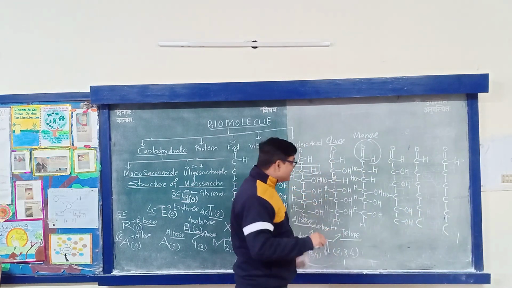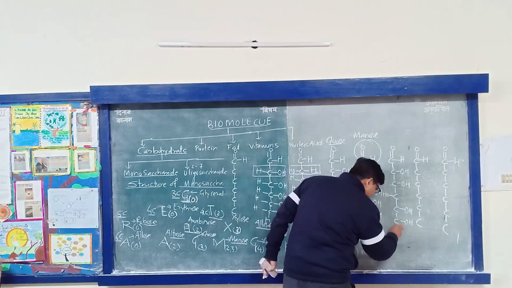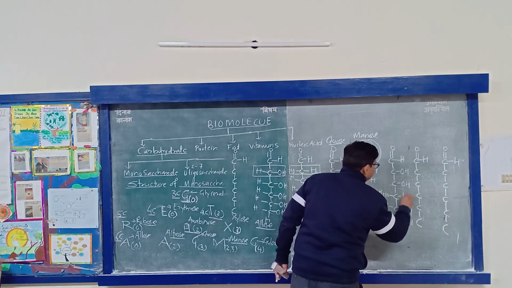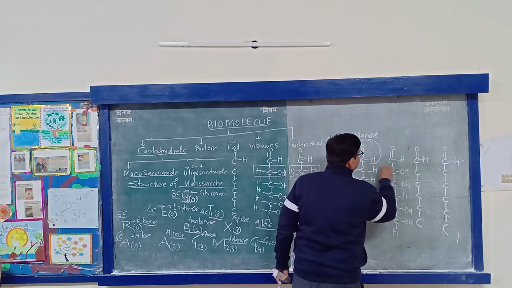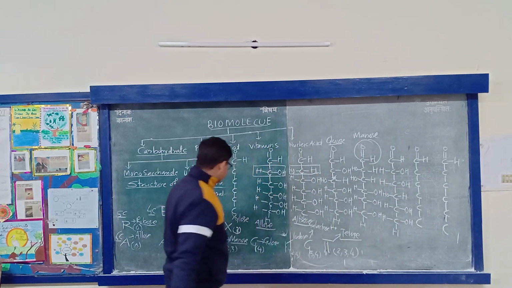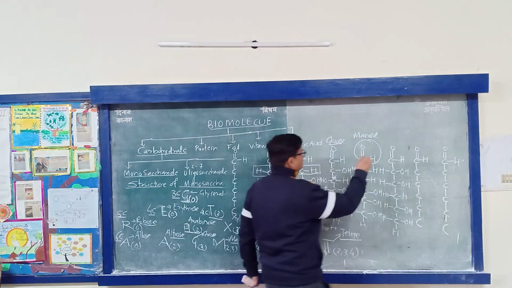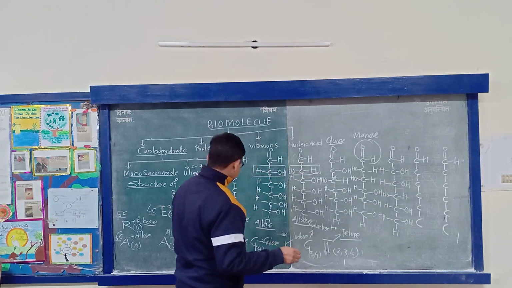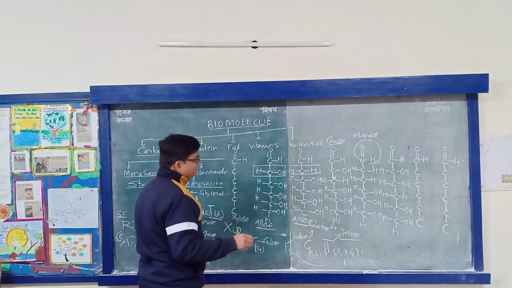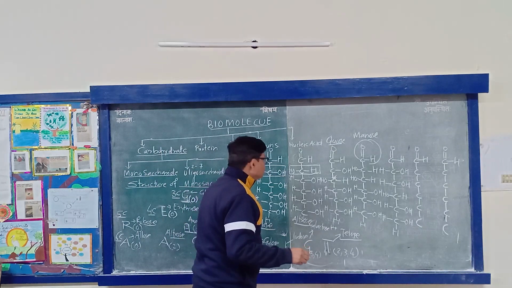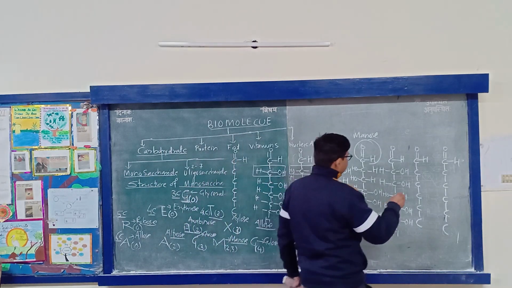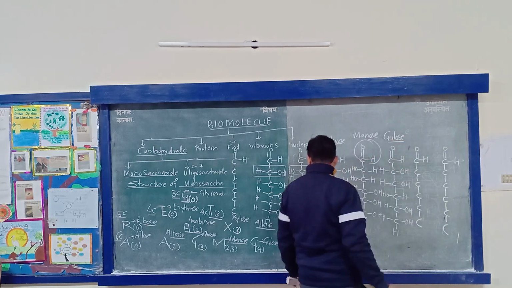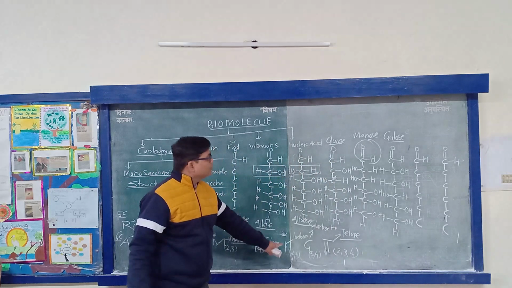Then you have to fulfill the valency of carbon. Valency of carbon is 4. So you have to draw hydrogen, hydrogen, hydrogen, hydrogen and hydrogen. So this is the chemical structure of mannose. And then this is the chemical structure of glucose. Okay. Next, that is idose.